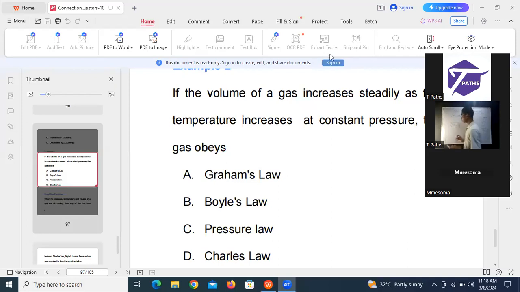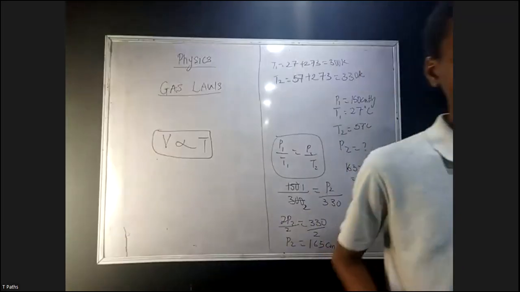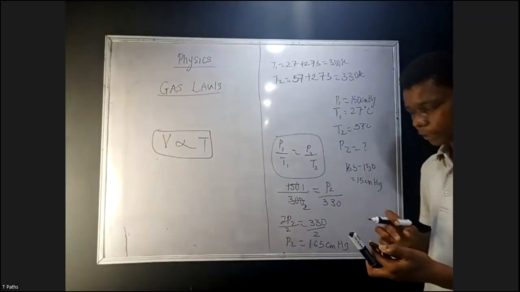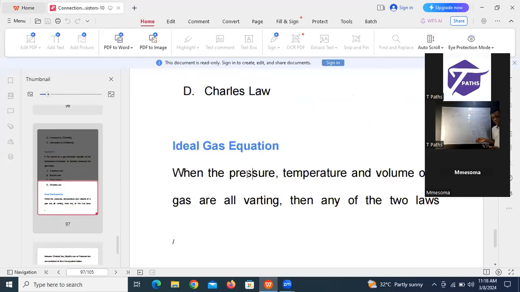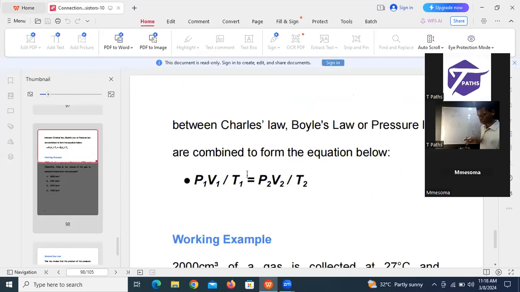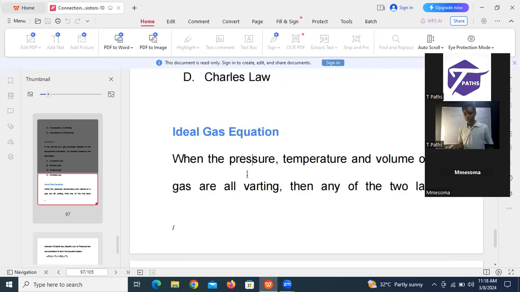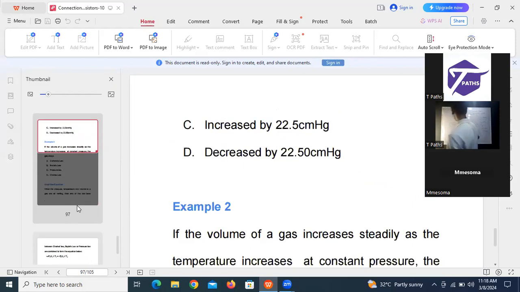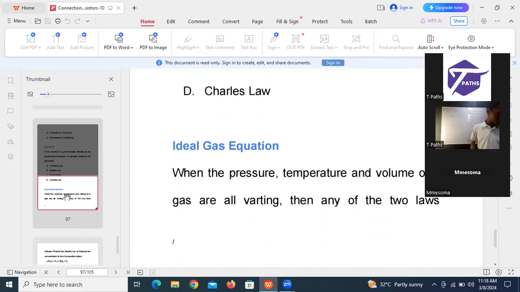All right. So now we're moving to the ideal gas equation. The ideal gas equation simply occurs when the volume, the pressure, and then the temperature of a gas are varying. That is, they all vary, they change in values. So any two of the laws between Charles' law, Boyle's law, and pressure law can be used to get my ideal gas equation. So now let's start from here.